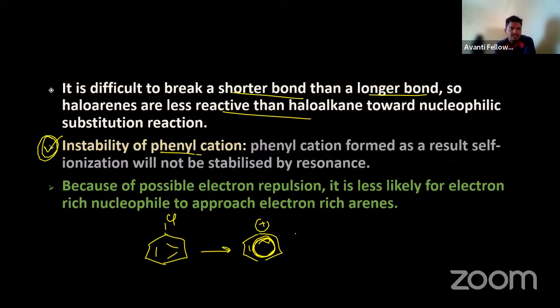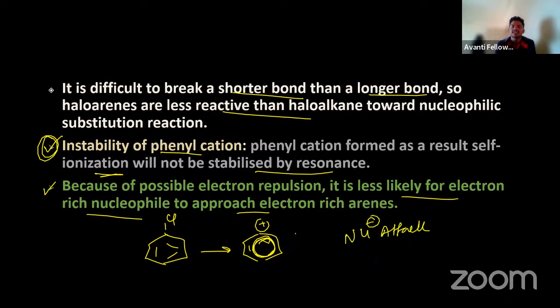So the phenyl cation formed as a result of self ionization is not stabilized by resonance. Self ionization, it ionizes within itself, and there resonance will not take place. So that is why the phenyl cation is unstable for the nucleophile attack. Also, as I mentioned, because of the possible electron repulsion, it is less likely for an electron rich nucleophile to approach.